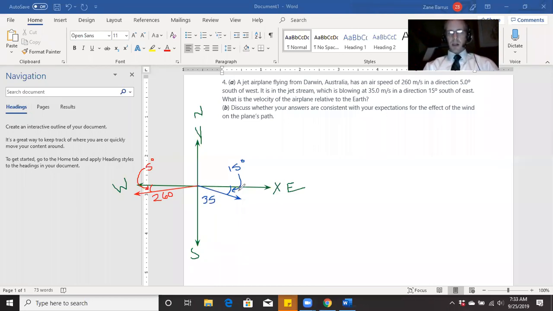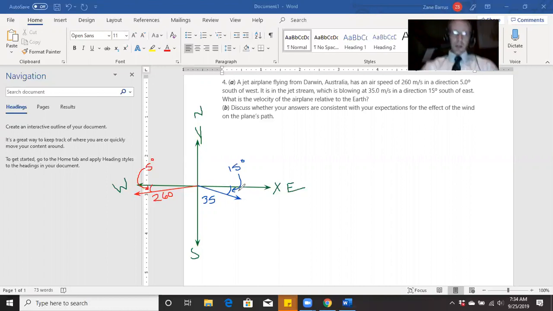So once again, all this information that we're drawing with, we got from reading the problem. Okay, so always, always, always draw a picture when you start a problem in topics 2 and 3. Okay, now they're asking me, what is the velocity of the airplane relative to the Earth? So in other words, if the plane's trying to go 5 degrees south of west at 260 meters per second, but the wind is blowing 15 degrees south of east at 35 meters per second, the plane is going to get blown somewhat off its intended path. And we're going to find that actual path the plane is now traveling by adding these two vectors together.